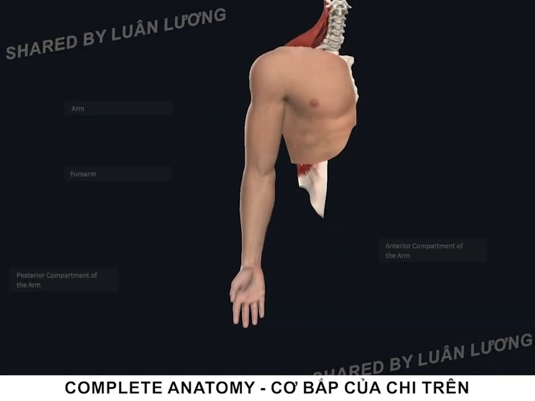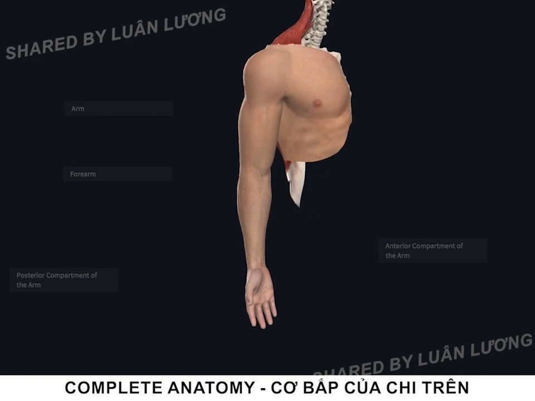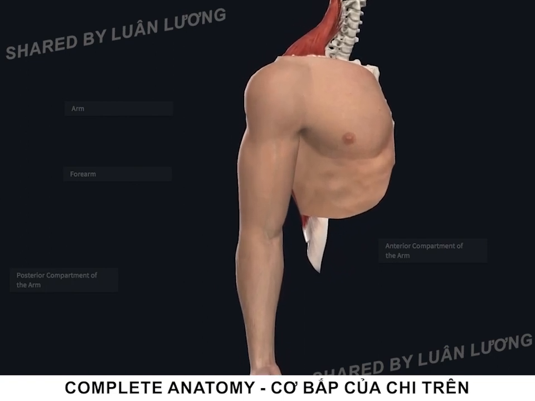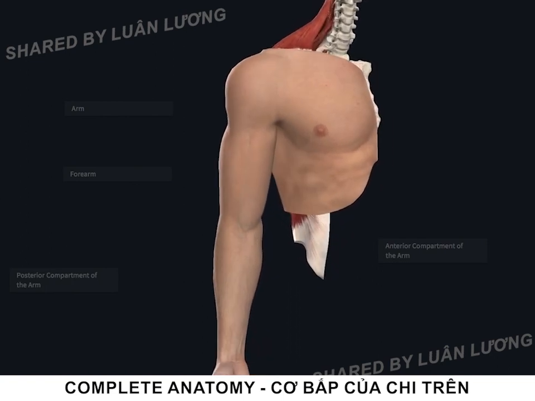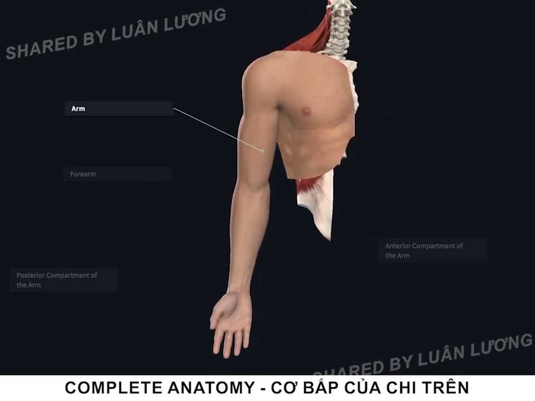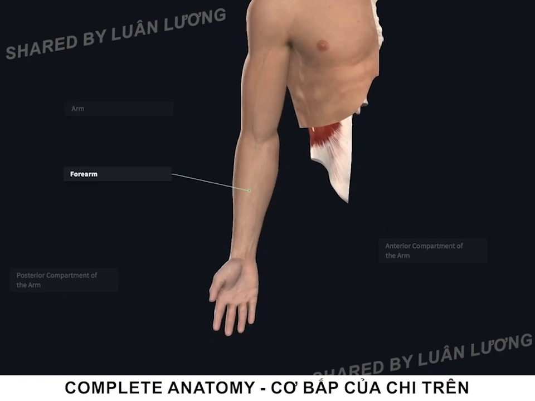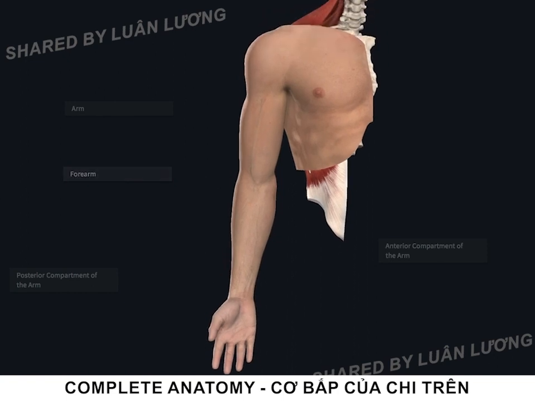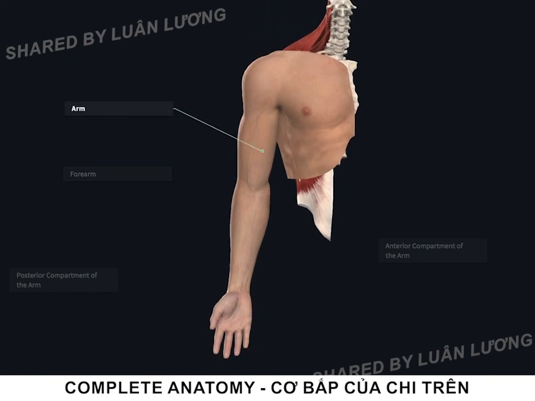Before taking a closer look at the actual muscles within the arm, I want to discuss the idea of compartments. Before we do so, recall that the arm is the region of the upper limb located between the shoulder and the elbow, while the forearm is the region between the elbow and the wrist. So if I'm describing muscles of the arm, be sure that you're thinking of this region between the shoulder and the elbow.